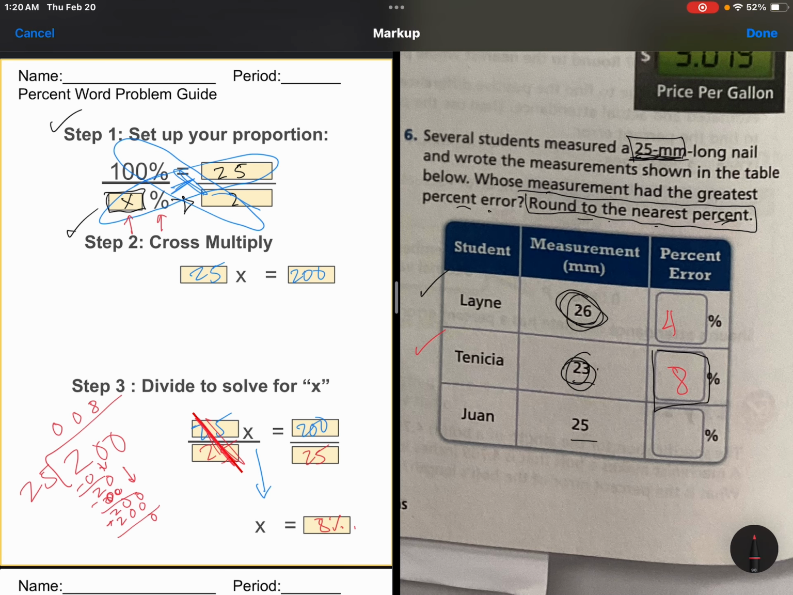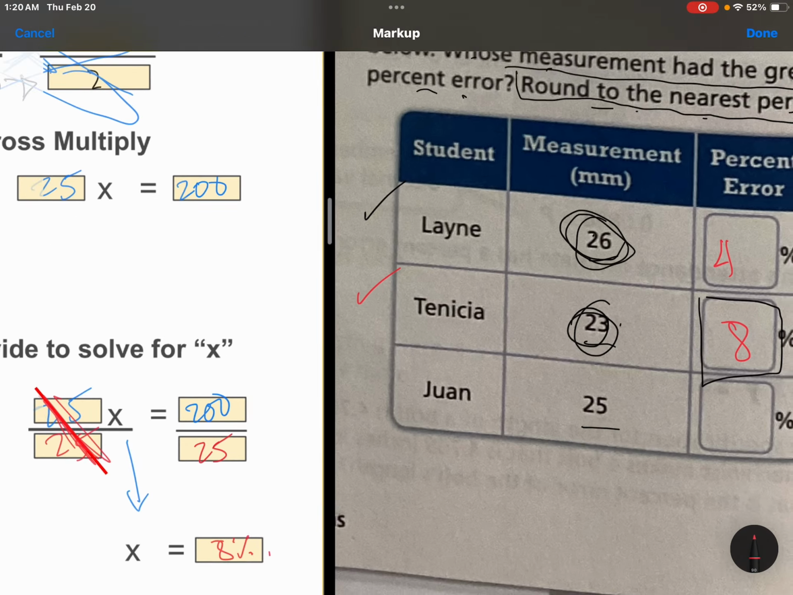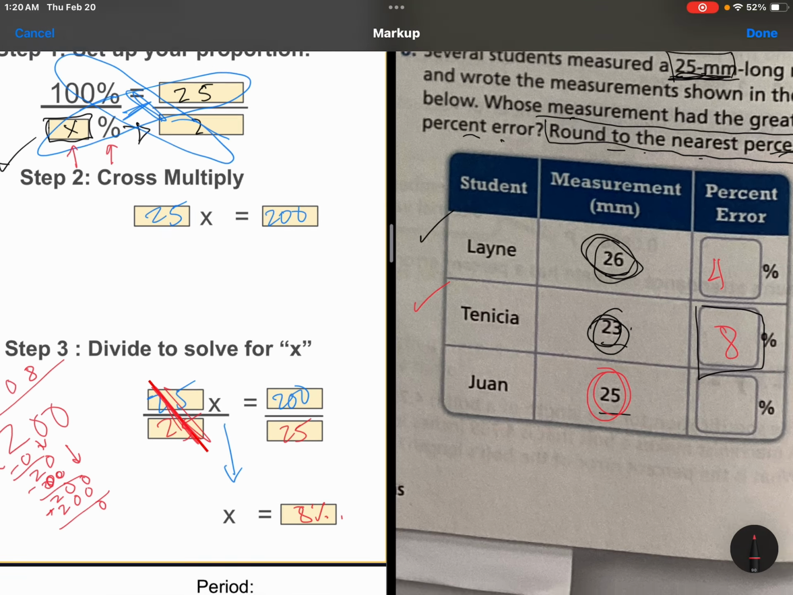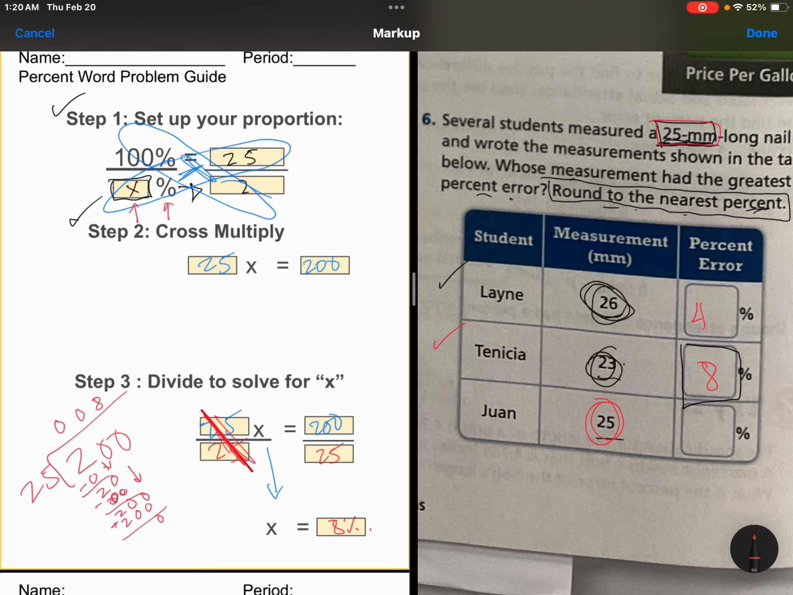Now Juan is actually interesting here. Juan actually got the exact measurement. So what's the percent error here if Juan had the exact measurement? Did he get any error? No. So what are we putting here? Exactly. Since he got the actual amount, then there's no error. I'm gonna put 0% right there. Okay, simple as that. You don't have to go over this math over here at all. You're gonna end up with 0.